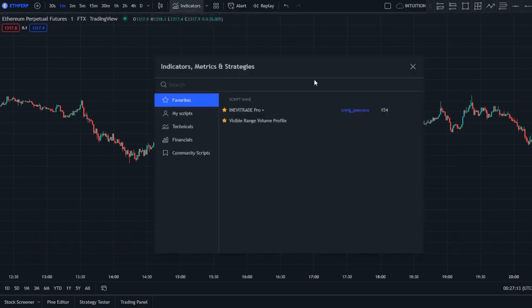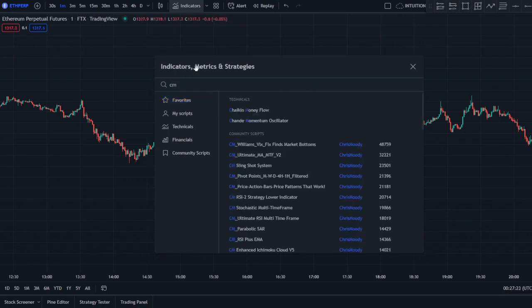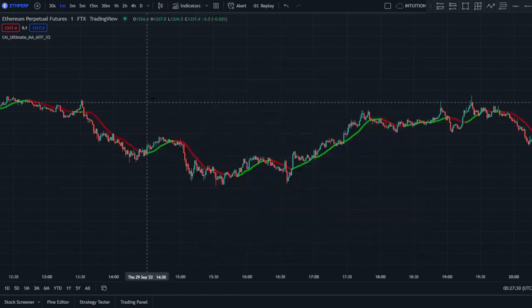So anyways, let's get into the strategy. I'm going to bring you guys through the indicators we'll be needing today. So first up, we'll be using your CM Ultimate Multi-Time Frame. So go to indicators, search up CM, you'll see this CM underscore Ultimate underscore MA Multi-Time Frame. So we are using this on a 1-minute chart, so you don't need to change any of the settings.